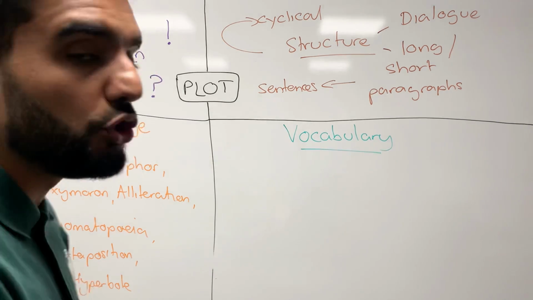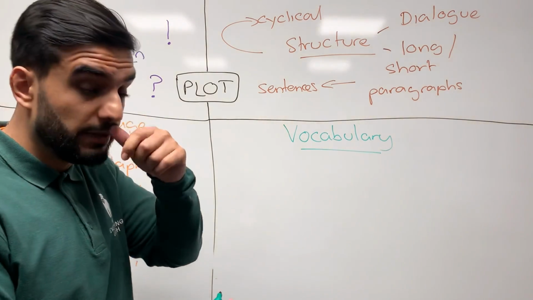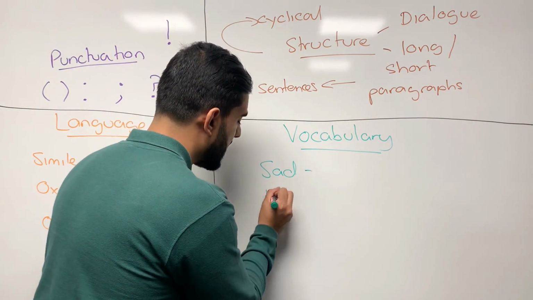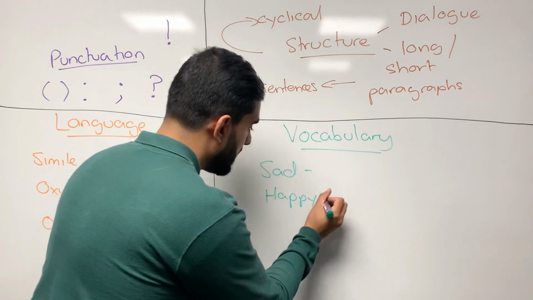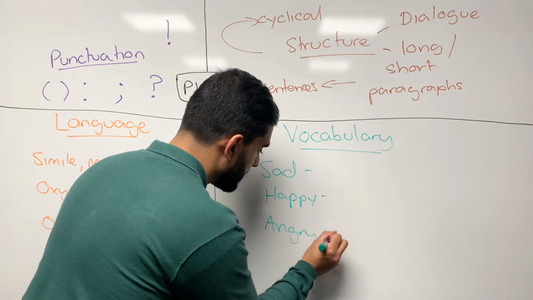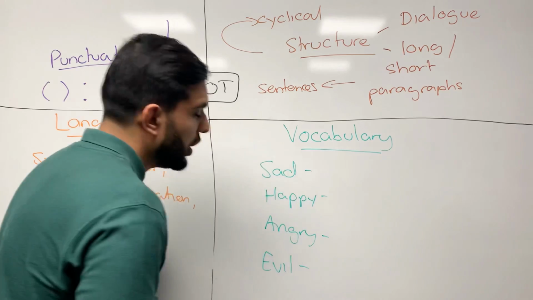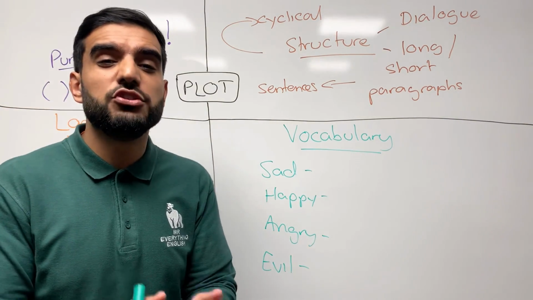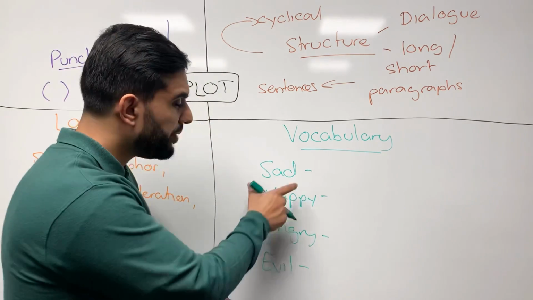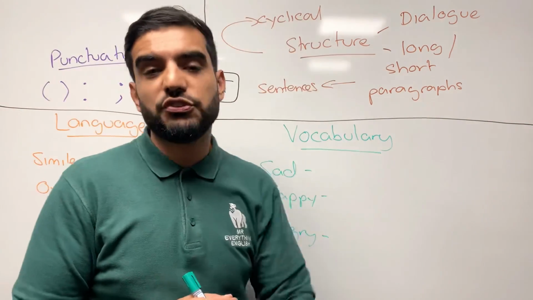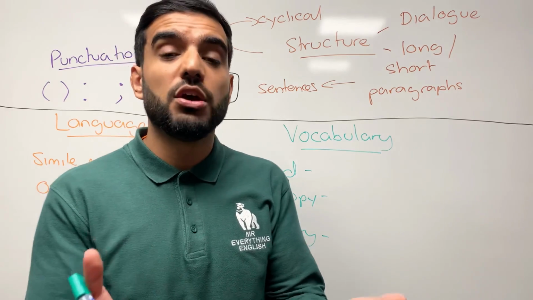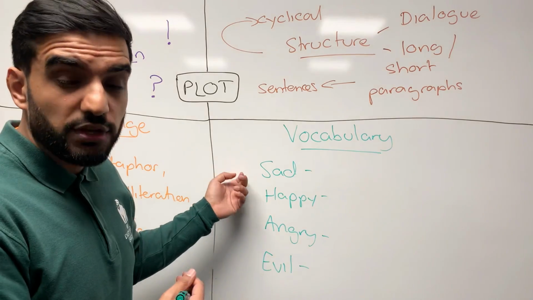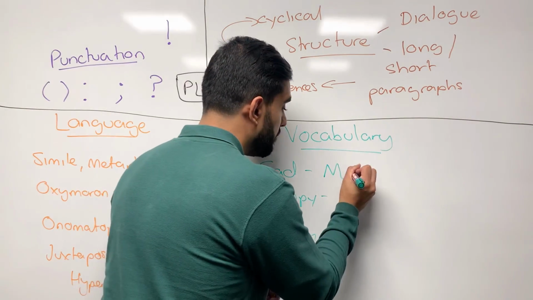How do you find good words? How do you find good vocabulary? First, you think of basic words. Let's think of sad, happy, angry, and let's do evil for now. You think of very basic words. These are very, very basic words. Then you go to www.thesaurus.com, you type in this basic word, and it will give you a list of alternatives. You simply pick one of those words. For example, an alternative for the word sad is the word morose.